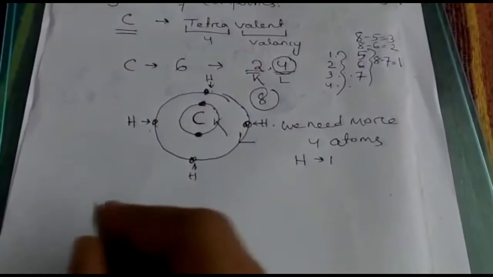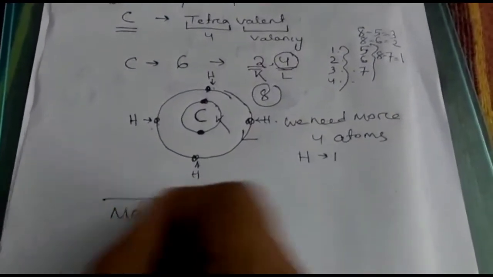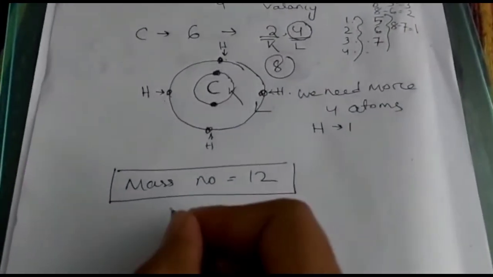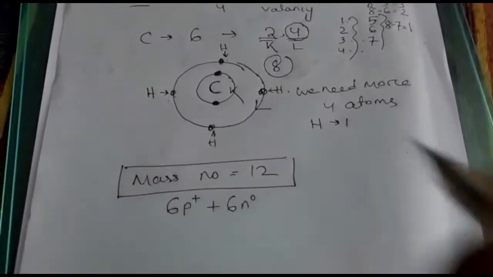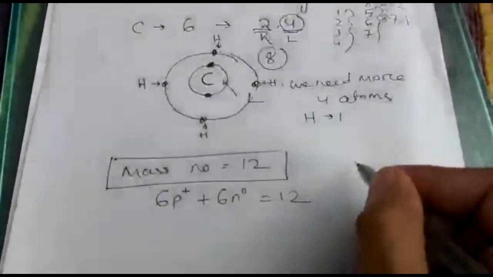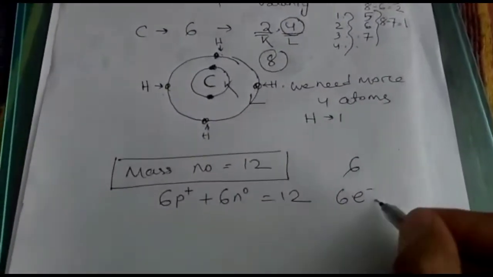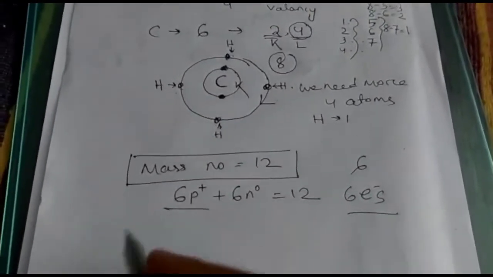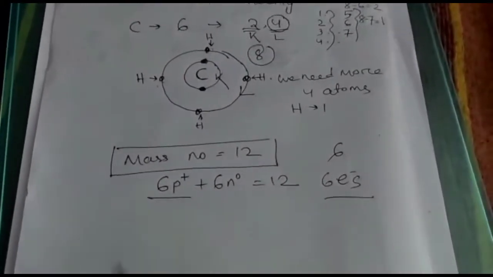Now tell me what is the mass number of carbon? Mass number is 12. How is it 12? As 6 protons are present and 6 neutrons are present. Therefore it is 12. Atomic number is 6. That means electrons are also 6. Now tetravalency is the first reason. Now we can discuss the second reason one by one.